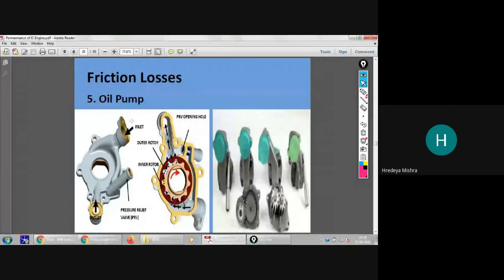Now oil pump. See here, there is the oil pump, this is the inlet and this is the outlet. Here oil enters through the suction. Now this is the open view. There is the outer rotor, inner rotor, and pressure relief valve. So lots of frictional passes are here by which frictional force is produced.